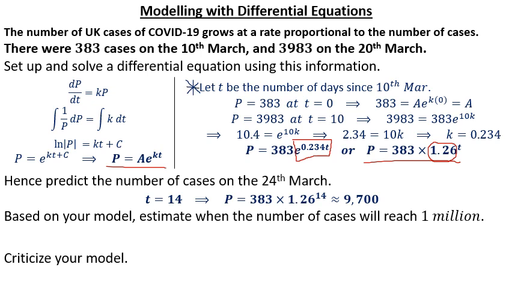I cannot stress enough how useful it is to make sure you have defined your terms. Sometimes P is not just the population, sometimes it's the population in millions. Sometimes it's the proportion of the population which is affected by something, and it'll be between 0 and 1, as we'll see later on. But if you don't define your terms, you won't know by the time you get to interpreting things exactly what your values mean. And in this case, t represents the number of days since the 10th of March. So if we want the 24th, we need t equals 14.